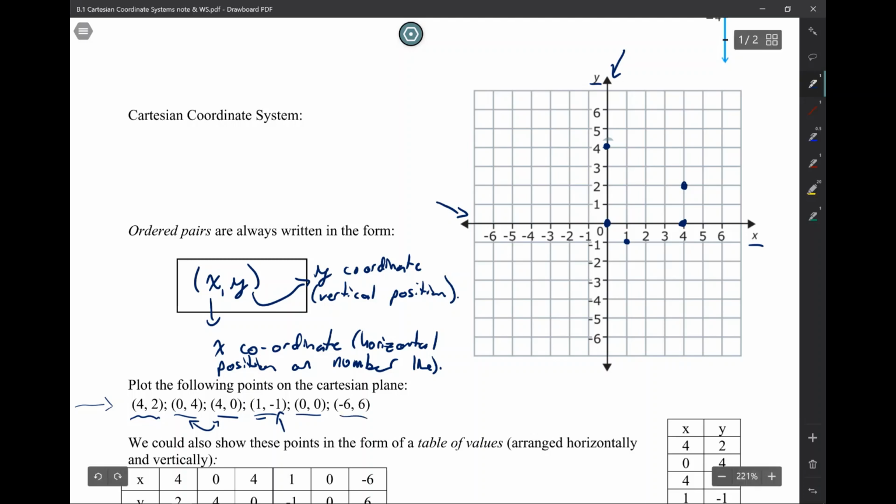And finally, I have (-6, 6). So I count my x first, 1, 2, 3, 4, 5, 6. And then I go 6 up because it's positive. 1, 2, 3, 4, 5, 6. It's right here. Perfect.